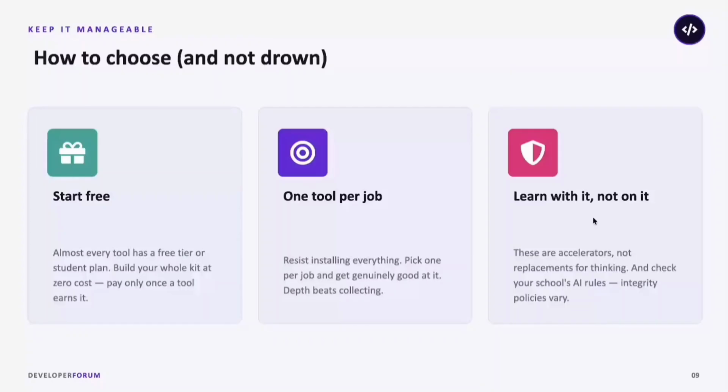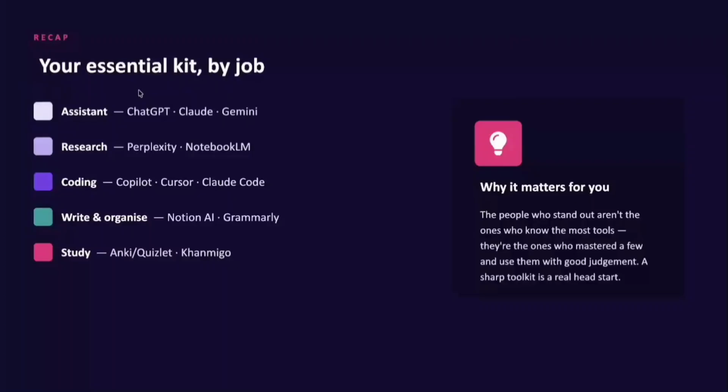So here's your essential kit by the job. Everyday assistant, which involves ChatGPT, Claude, or Gemini. Research you can trust, which involves Perplexity and NotebookLM. Then coding, which involves Copilot, Cursor, and Claude Code. Then writing and organizing, which includes Notion AI and Grammarly. And finally, study, which includes Anki or Quizlet, Khanmigo, and NotebookLM's audio as well.